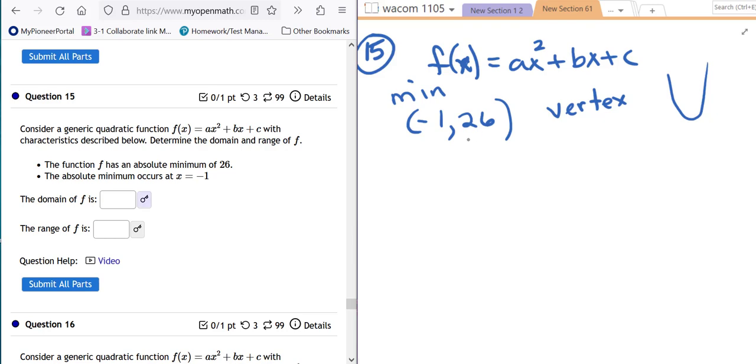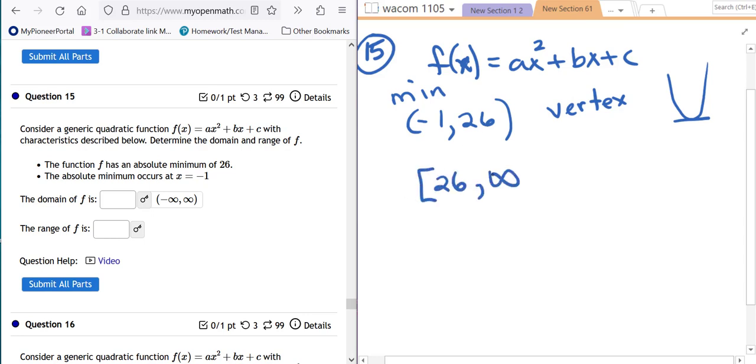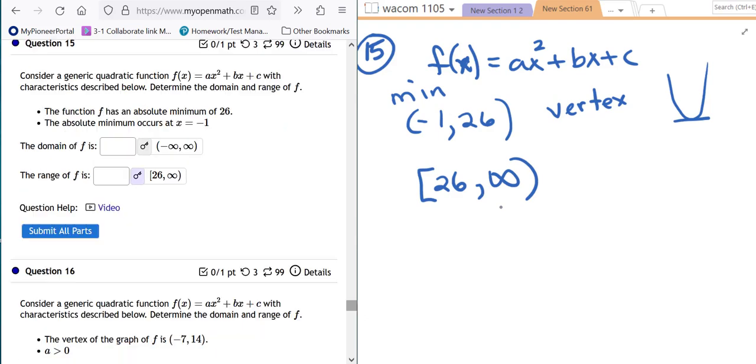And then your domain is going to be -infinity to infinity for all your parabolas that are functions, which means that they open up or down. Your range, all you need is this vertex. So we had a minimum. This is the lowest point. That's where it's going to start, and it's going to go to infinity. So it's going to start at 26 to infinity. There you go.